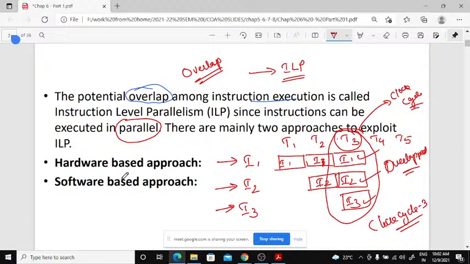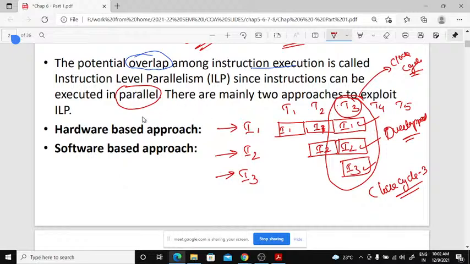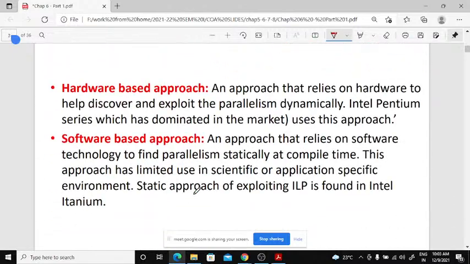There are mainly two approaches to exploit instruction level parallelism, ILP: hardware based approach and software based approach. So how can we handle instruction level parallelism? These are the two approaches, hardware based and software based.